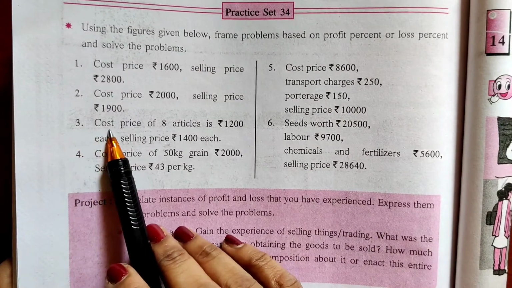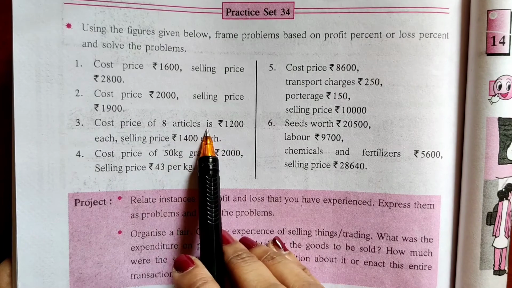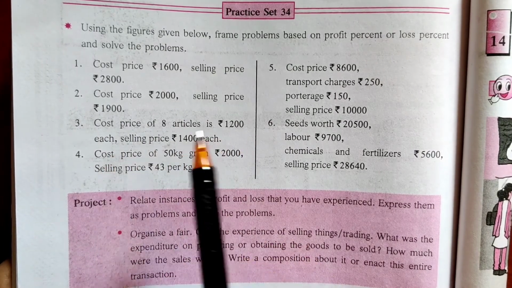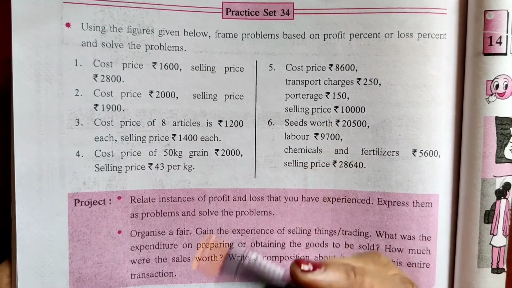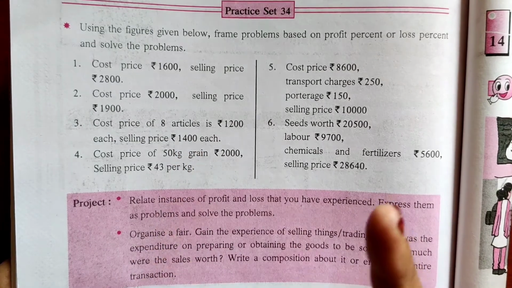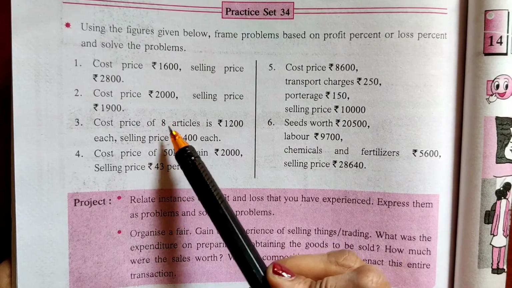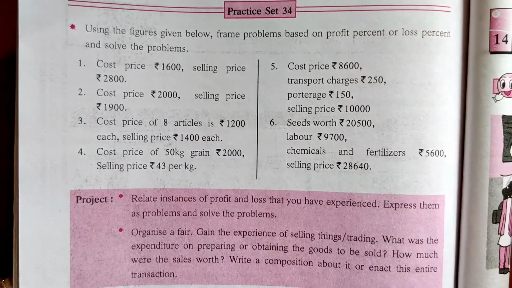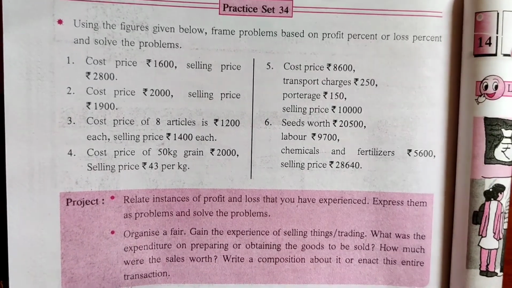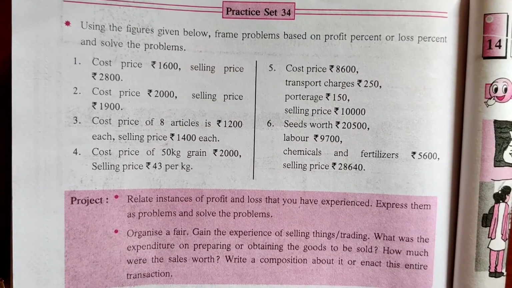Now let us see the third example. Cost price of 8 articles is given: rupees 1200 each. That means the cost of one article is given. Then selling price is also given, rupees 1400 each. That means the selling price of one article is given. And how many articles are bought? 8. How many articles are sold? 8 articles. So first find out the total cost price and total selling price, and then we will go on finding out whether there is profit or loss, and then the percentage.